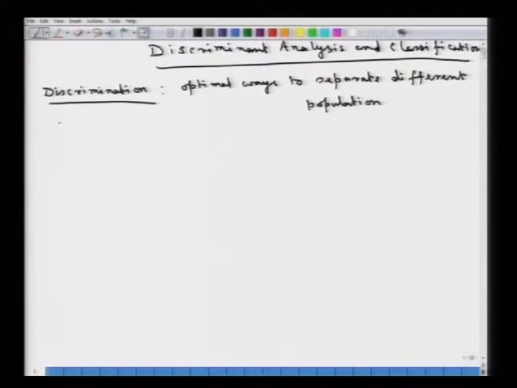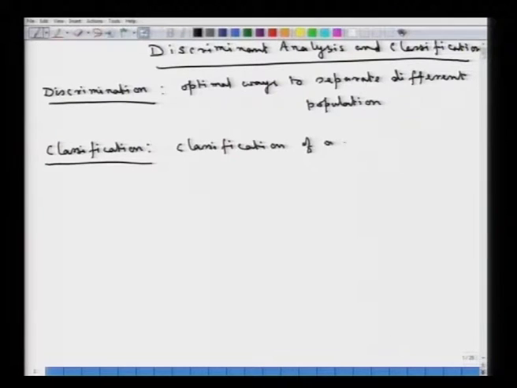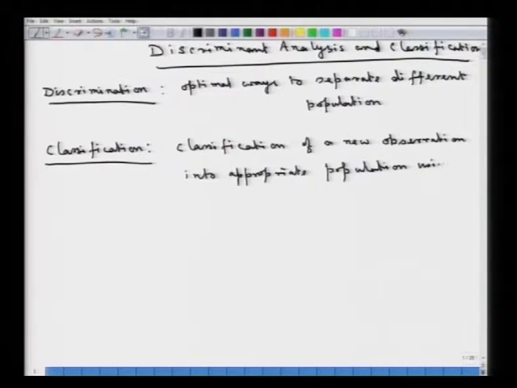Now, once a discriminant function is in place, we look at classification, and that is basically the problem of classification of a new observation, or many such new observations, into the appropriate population using the discriminant function.